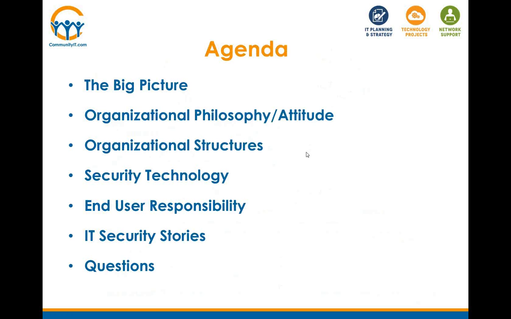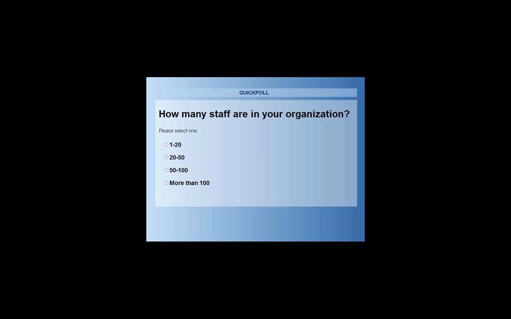To get us started, we have 2 poll questions. Our first question is just to get a sense of how big your organization is. The question you'll see on your screen is: how many staff are in your organization? We're leaving that poll open. We need to get the data on the first poll, and the second poll question we'll get in a few minutes.